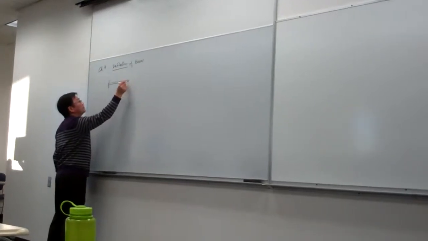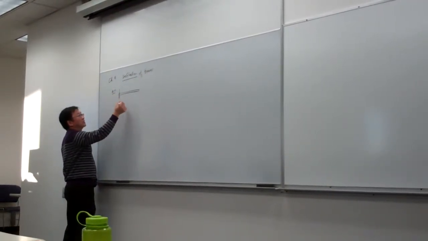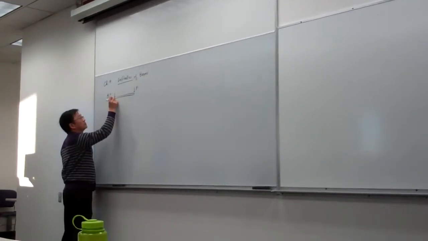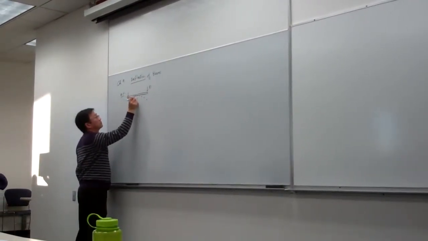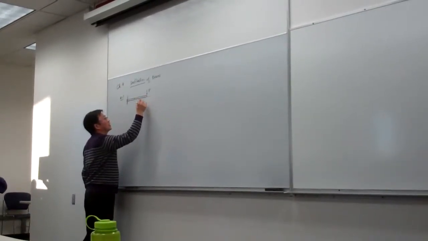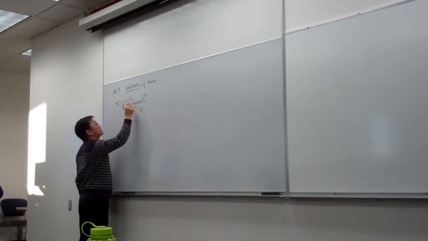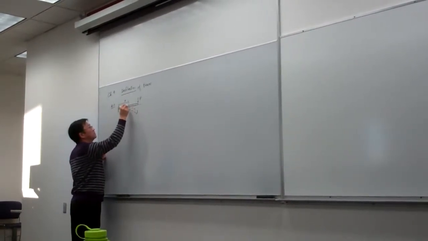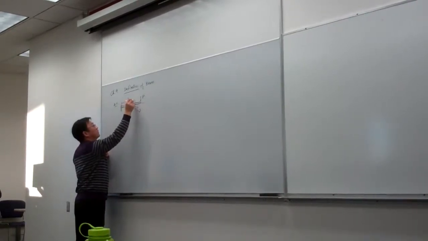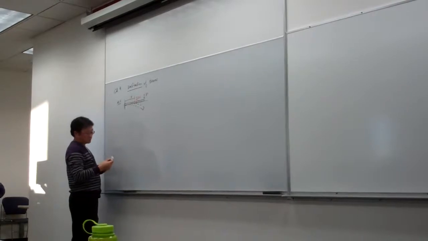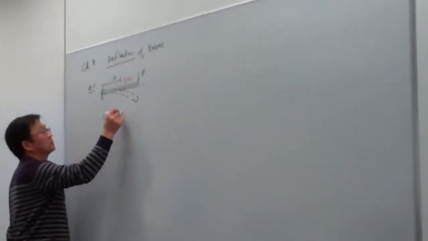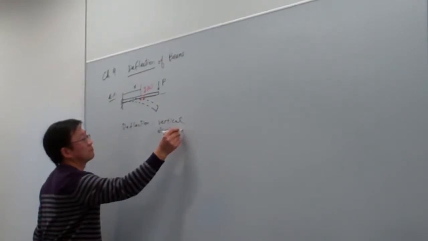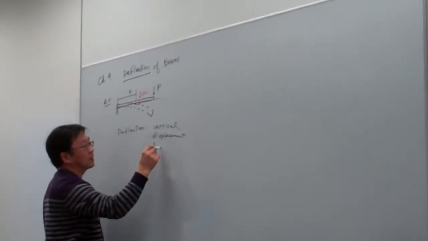If, for example, we consider a cantilever beam and here we have a point loading, the beam will be deformed. At any position, for example x, this is the deflection, from here to here. That's called the deflection at the position of x. And so here the deflection means the vertical displacement of beams.